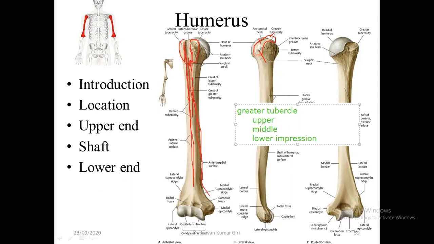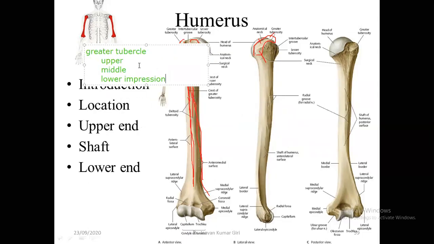So here you can see this region: lower impression, middle impression, upper impression. In all these impressions you will find different muscles. In the upper impression you will find the insertion of the supraspinatus, in the middle impression the infraspinatus, and in the lower impression you will find the insertion of the teres minor muscle. You have to remember this part now. It will be helpful in reading the muscle attachments.